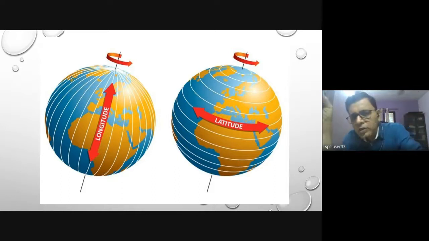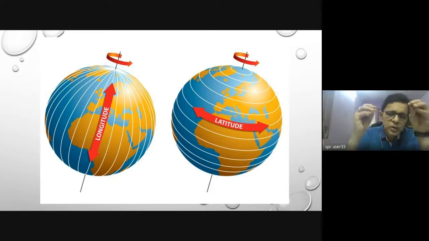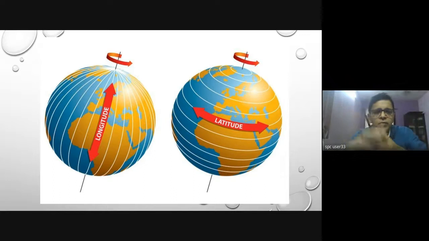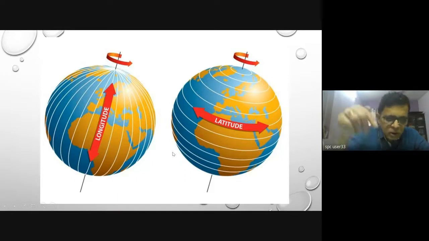What is actually a longitude? What is actually a latitude? How are you going to differentiate between them? What are the points of similarity? What are, which in fact are more, the points of difference between these two? The commonality is that both of them are imaginary lines. You cannot find latitudes and longitudes drawn on the surface.